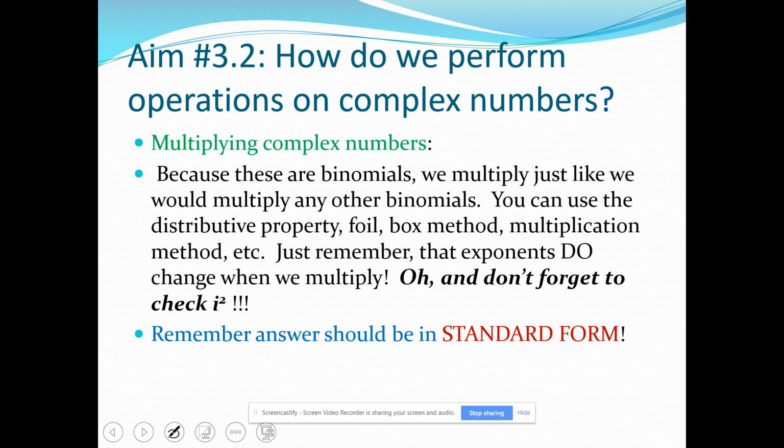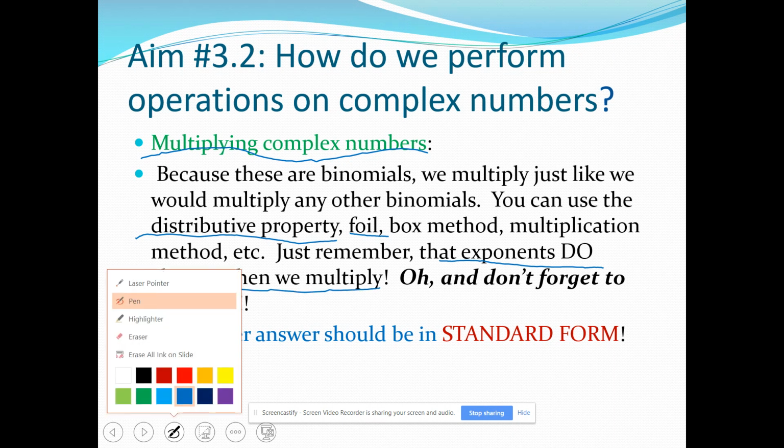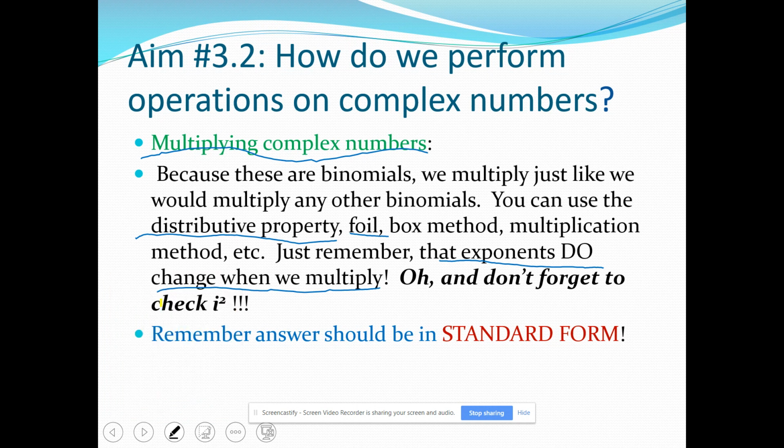And here we go with the second part of our complex number operations, talking about multiplying complex numbers. So we're basically either using the distributive property or FOILing. Just remember, exponents do change when we multiply, and we have to make sure that we check i squared. Remember from the last part of our notes here, i squared is equal to -1.